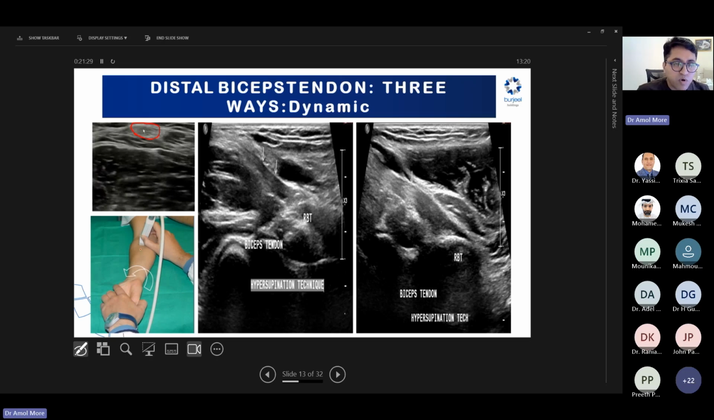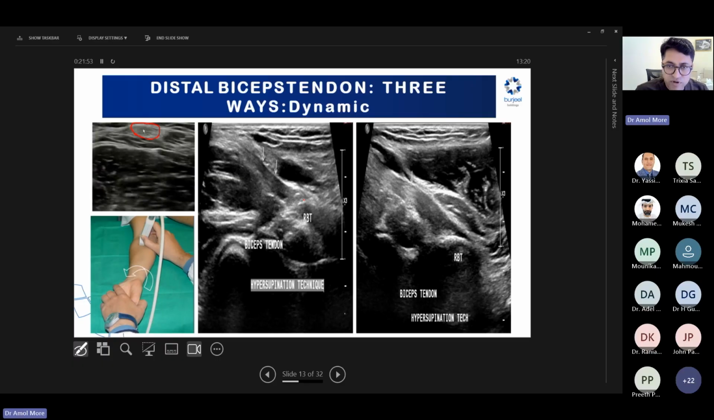Once we turn our probe to the longitudinal plane, you will get this image. This is your distal biceps tendon. However, because of the normal anatomy of the forearm, the insertion part of the distal biceps tendon is a bit difficult. So how should we assess this insertion part of the distal biceps tendon?